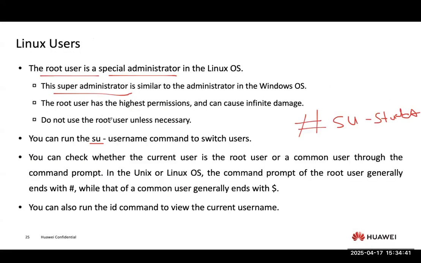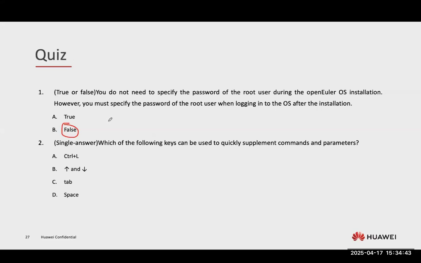Okay. And then the next quiz was: which of the following keys can be used to quickly supplement commands and parameters? If you want to supplement commands, it's probably the up and down keys, because you want to switch between different commands and parameters, so you can use those keys to change between commands. And so again, that is the introduction to openEuler and how it works.